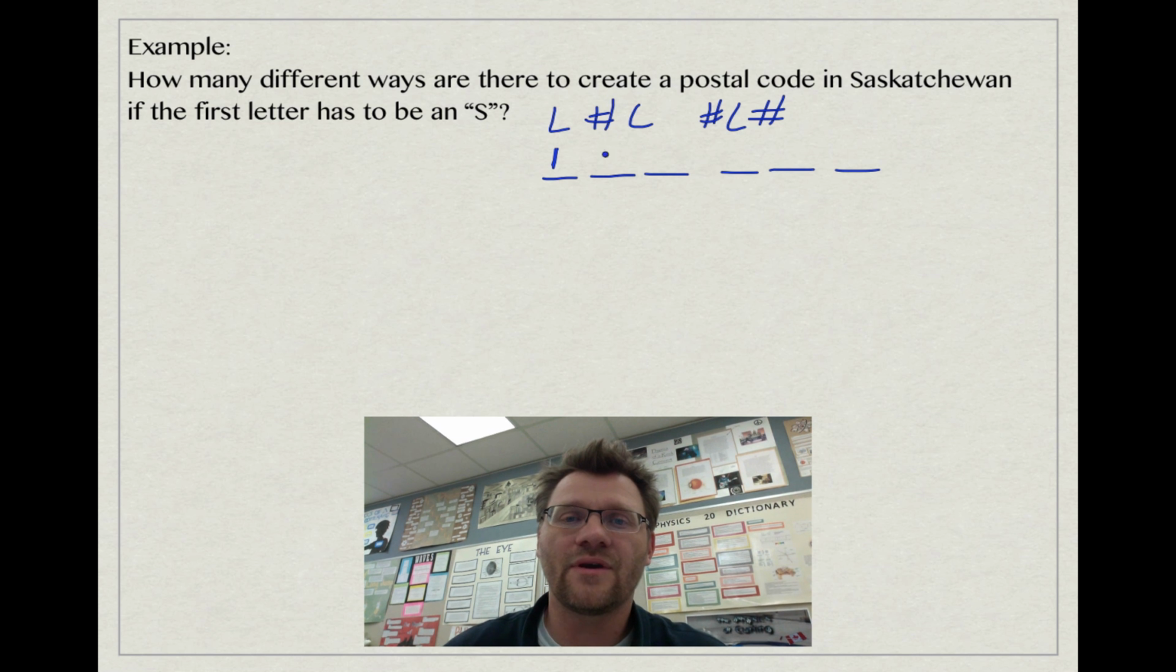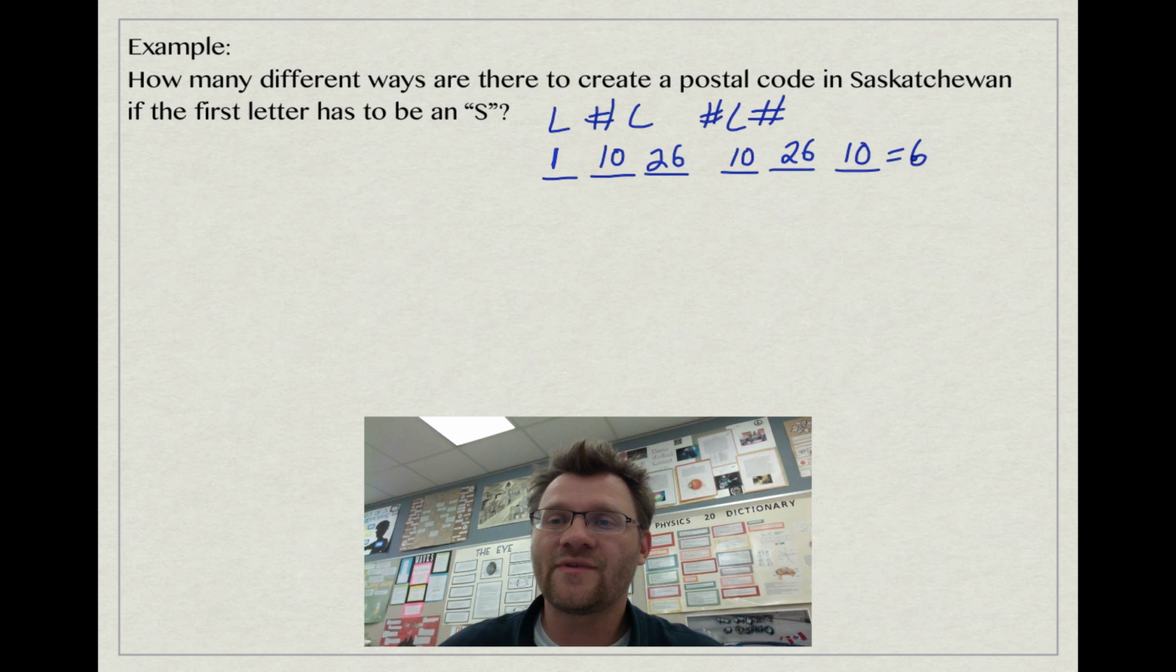Now, this number here, there are 10 different digits. If you go from 0 to 10, or 0 to 9, sorry, there's 10 different digits. And you need to know that there are 26 letters in the alphabet. This one could be any digit again, this one could be any letter, and this one could be any digit. So in the end, you just have to multiply those numbers together. So 10 times 26 times 10 times 26 times 10, and you end up with 676,000 different options or arrangements for a postal code in Saskatchewan.